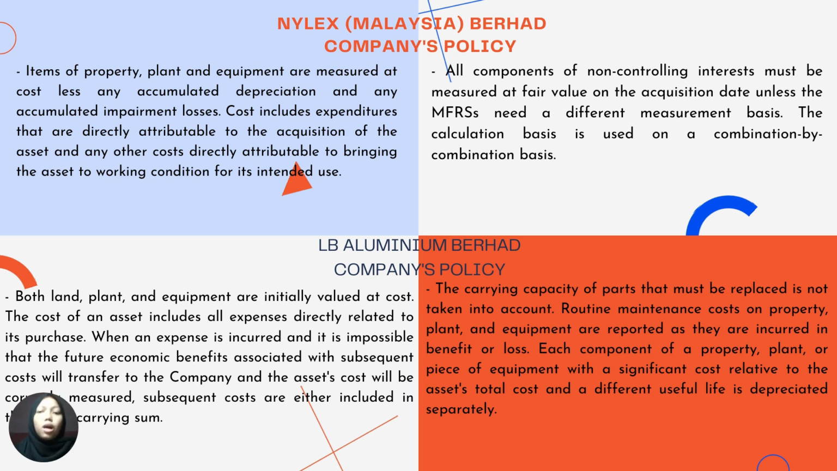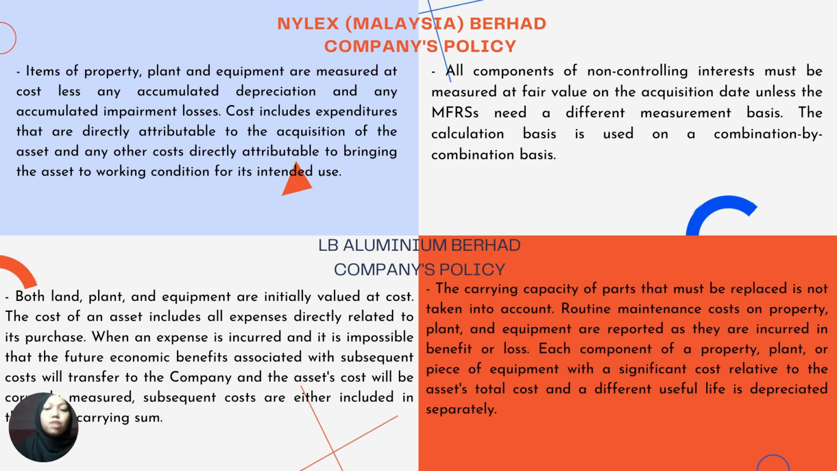The next one is all components of non-controlling interest must be measured at fair value on the acquisition date unless the MFRS needs a different measurement basis. The calculation basis is used on a combination by combination basis.